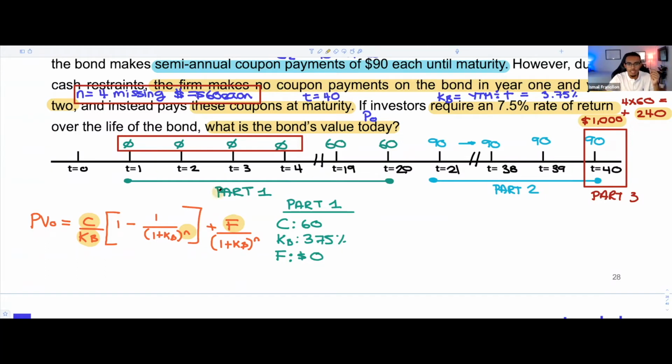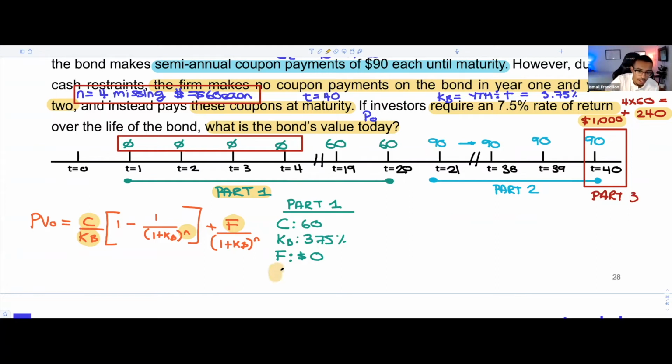Okay, let's stay there together for a second. In part one, we're looking at it as its own individual bond, from T1 to T20. In this case, we're only getting coupon payments of $60 from T1 to T20. There's no payment at maturity. There are no additional payments at T20. And for that reason, our F is 0. It's going to get more clear as we do part 2 and part 3.